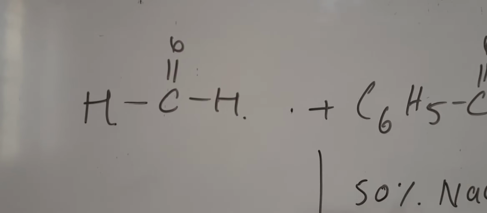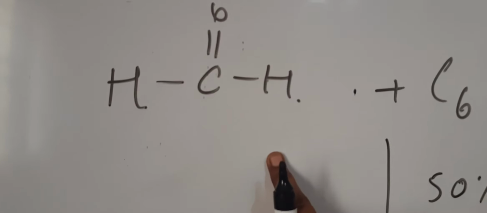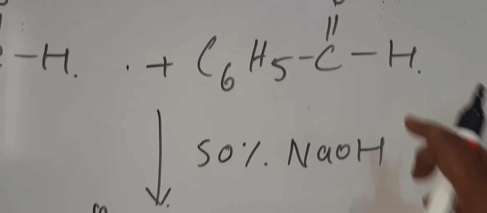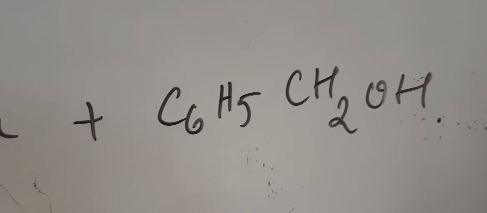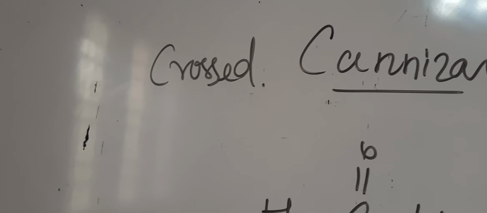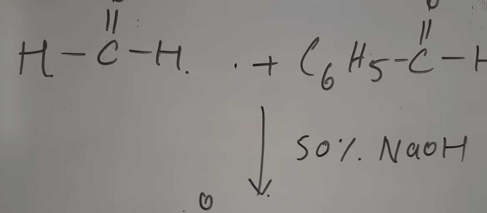So that's the question here. In this case, formaldehyde will get oxidized, okay, and the benzaldehyde will get reduced. Then what you get? Benzyl alcohol as such, and then sodium formate. Formaldehyde is oxidized, so you get sodium formate, and benzaldehyde will get reduced to benzyl alcohol. So this kind of reaction is said to be crossed Cannizzaro reaction.